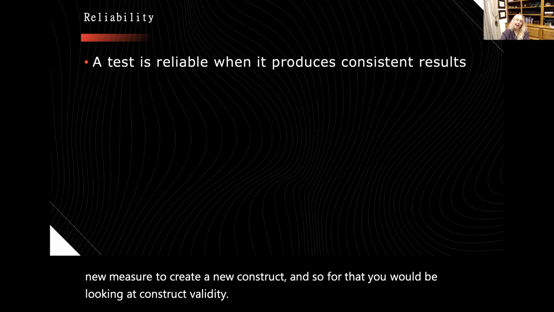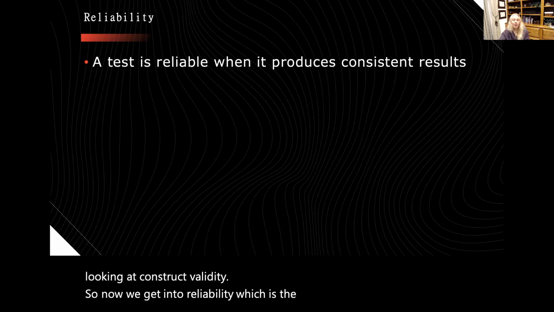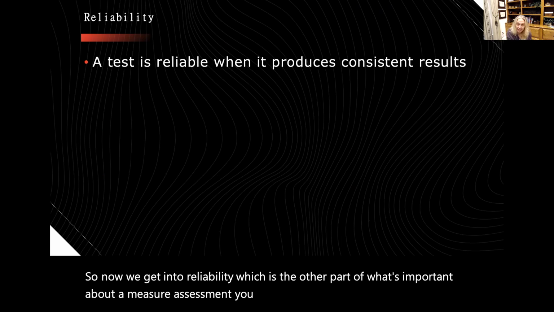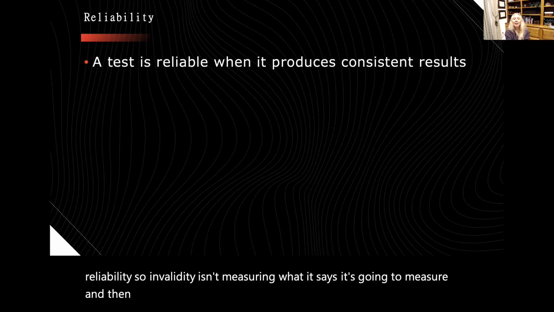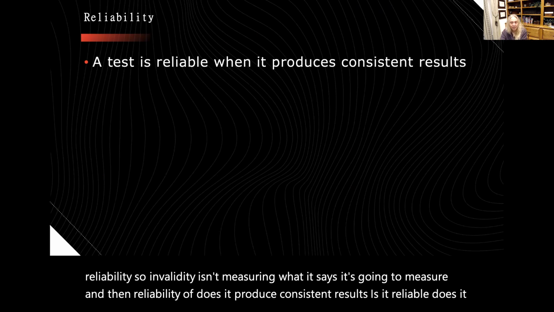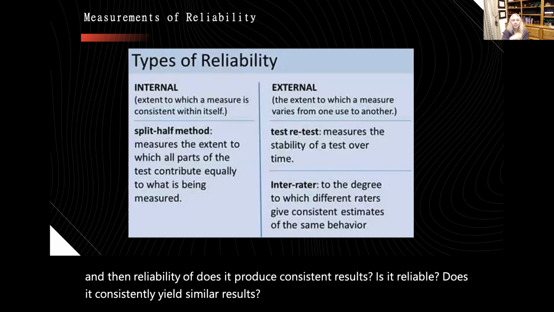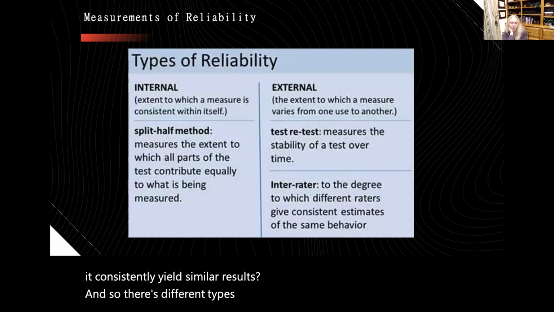Now we get into reliability, which is the other part of what's important about a measure or assessment. You want to always be looking at validity and reliability. Validity is whether it measures what it says it's going to measure, and reliability is whether it produces consistent results. Does it consistently yield similar results? There are different types of reliability and ways to assess it.